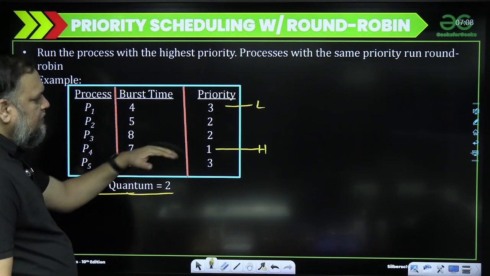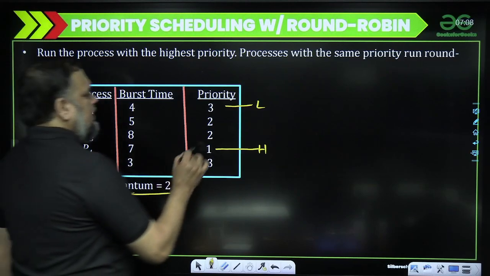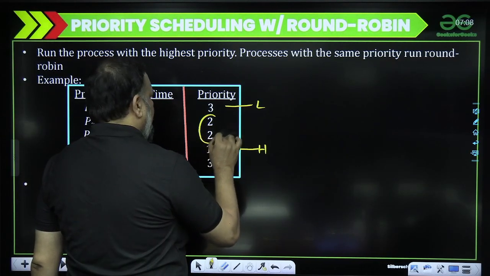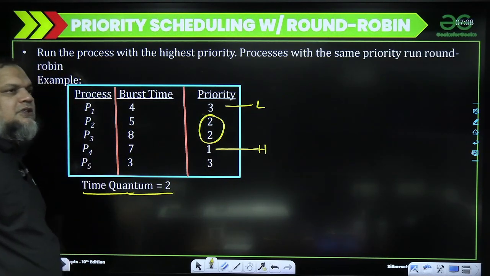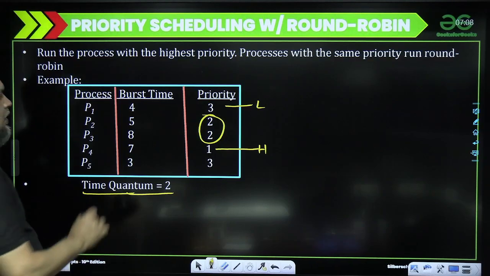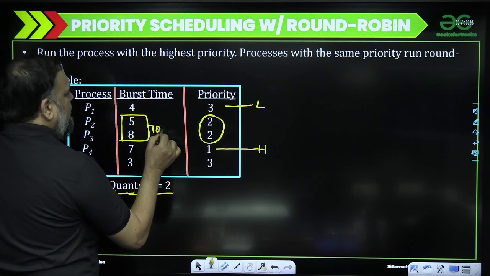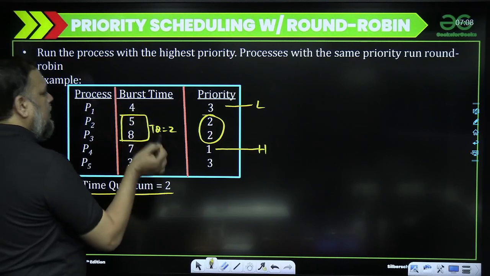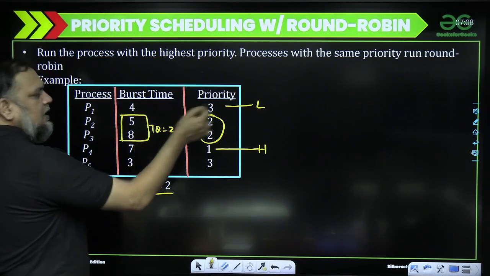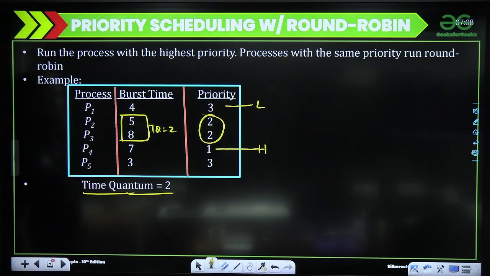After that, we have the next highest priority. Look at this. The next highest priority is 2 and 2. That means I have multiple processes. So what are we going to do? For these two processes with burst times of 5 and 8, we are going to apply a time quantum of 2 units. P2, P3, P2, P3, P2, P3, like that they run for 2 units, round robin.